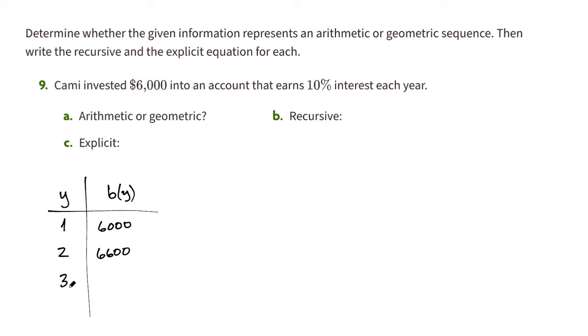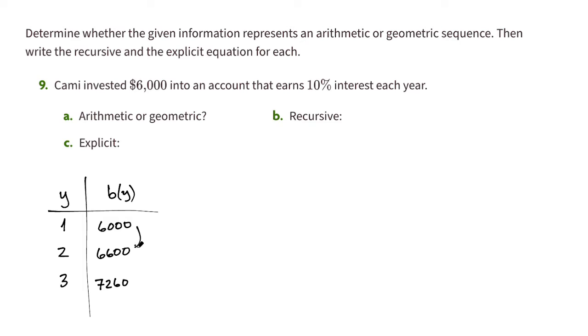And then at the beginning of year 3, she's going to earn 10% of this whole thing here. Now 10% of $6,600 is $660. So this becomes $7,260. Now the question here is our pattern adding or multiplying?